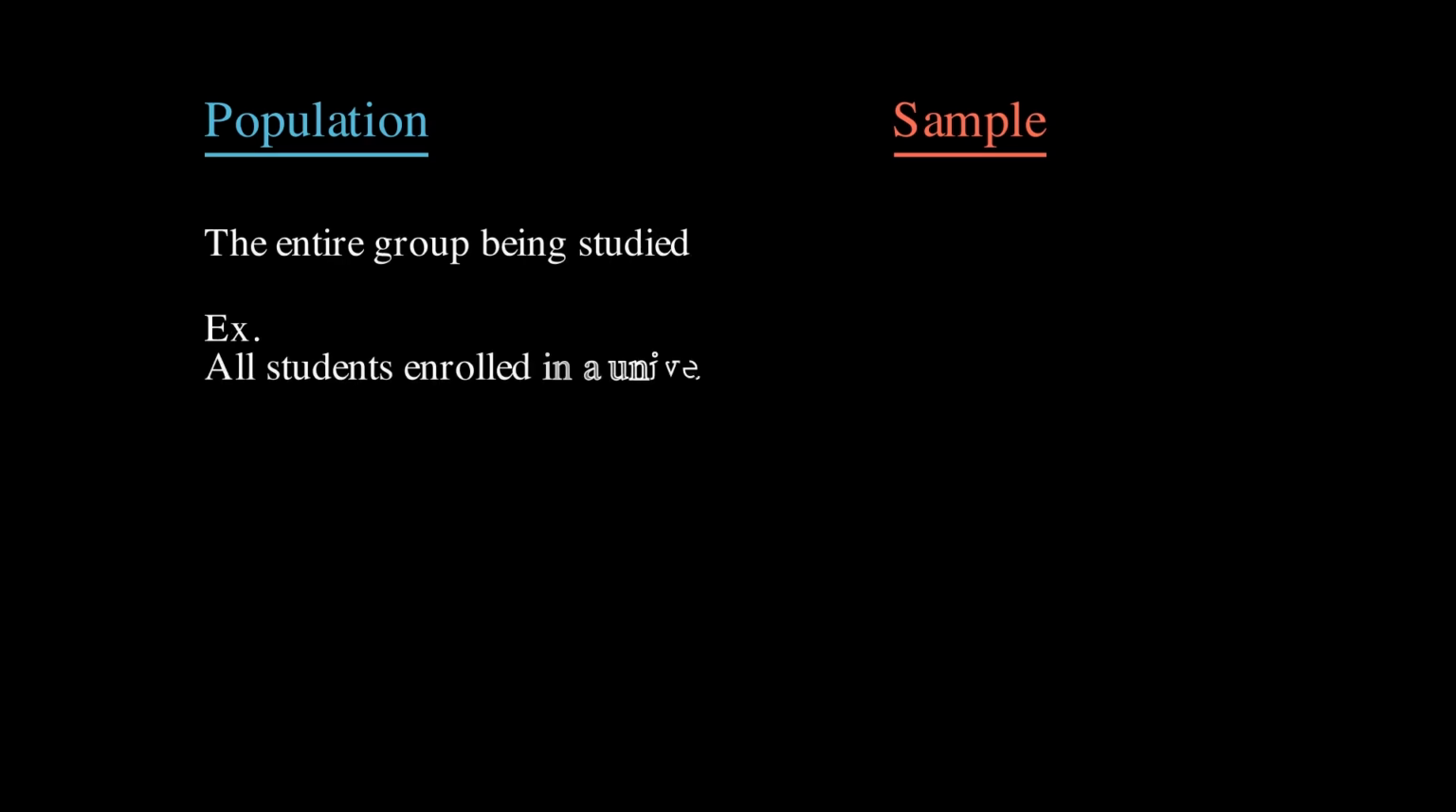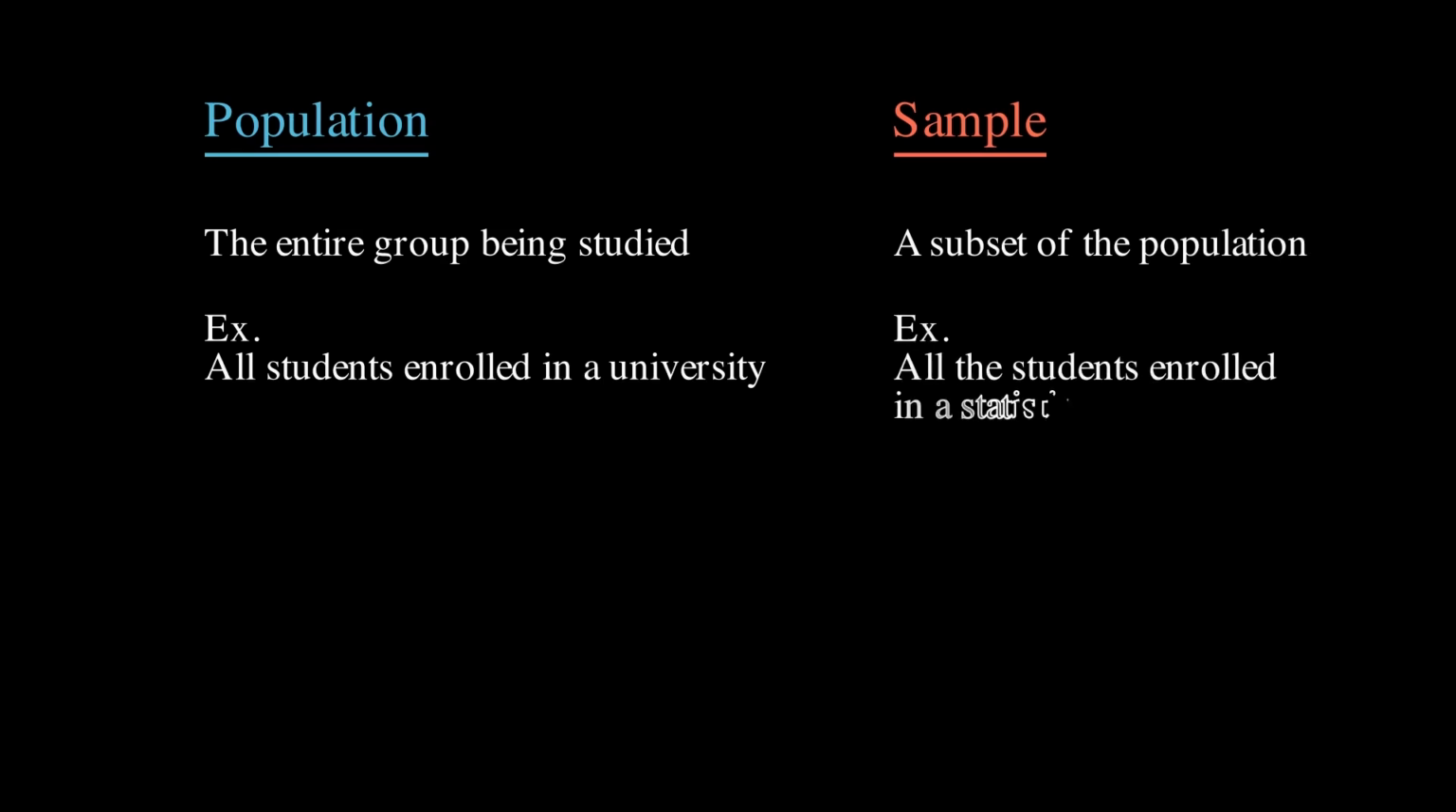A population is the entire group being studied, e.g., all students in a university, whereas a sample is a subset of the population used to draw conclusions and make inferences, e.g., all the students enrolled in a statistics class. Samples are easier to work with since it's not always practical to collect data from an entire population.